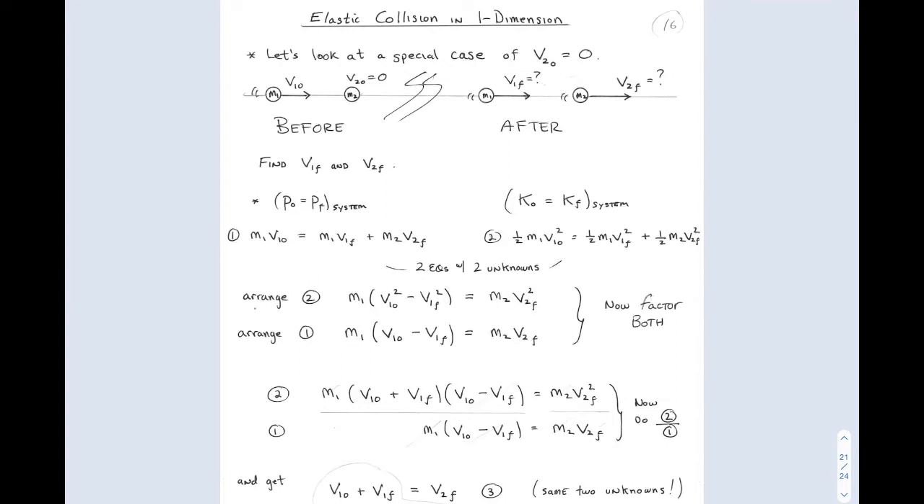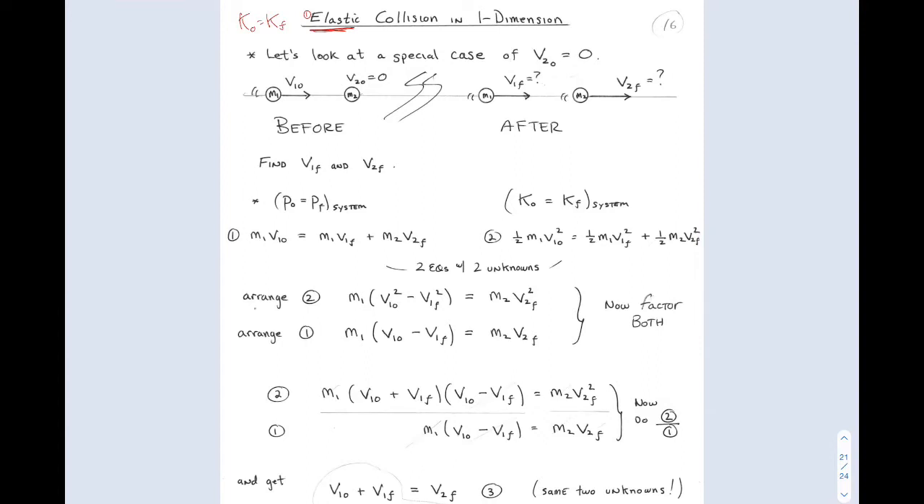First, I want to look at a special case of a special case for a special case. So what are all the special cases? Well, there's three special cases. The first one is it's an elastic collision. Elastic means kinetic energy is conserved. That's the first reason why it's a special case.